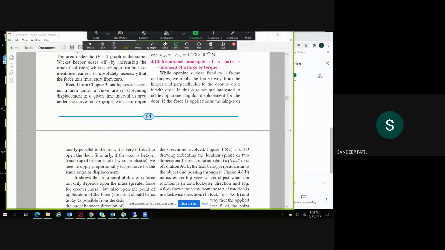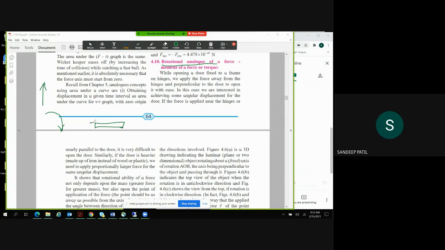So we will see now the rotational analog. What is meant by rotational analog for the momentum, force or torque is that till now we were thinking of straight force, but there are some forces while rotating also. Those we will discuss here. So while opening a door, we know that the door is there. If we see from the top, this is the hinge and this is the door. We are seeing from the top. Or if I take this as three-dimensional, we know that this is the door, right?